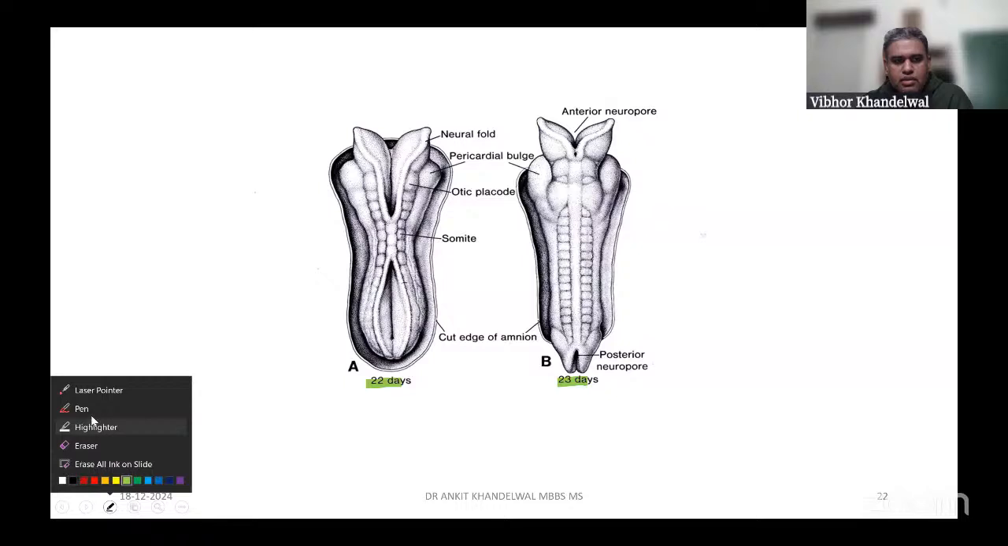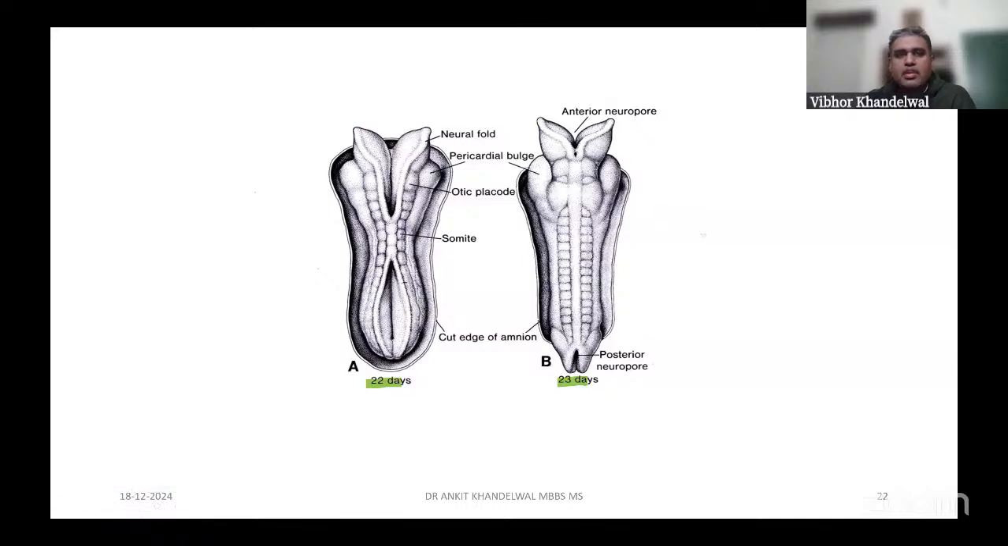Why? Because here a couple of points can be asked. When the folding is occurring, here you can see in day 22 what is happening. This is a neuropore, which is more on the anterior side, so we call it the anterior neuropore. And there's an opening behind known as the posterior neuropore. If I ask you where is all this happening, on the ectoderm side or on the endoderm side? You say obviously the ectoderm side, this neural fold is ectoderm only, correct?